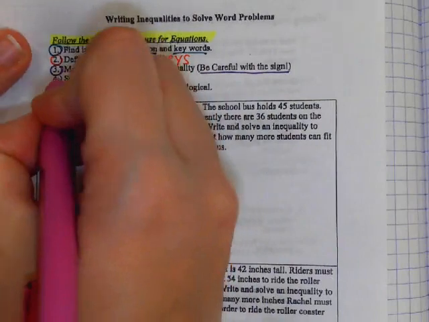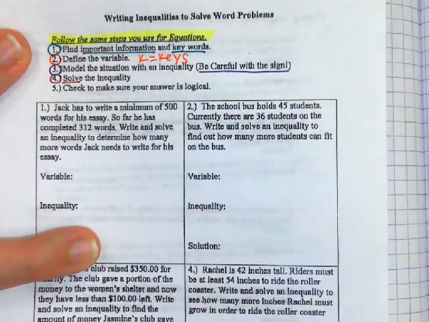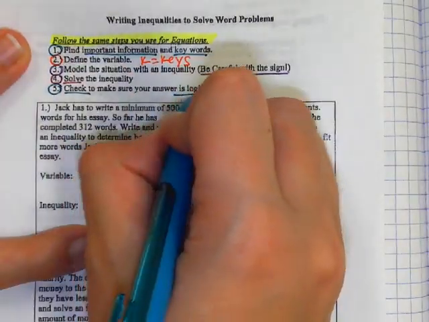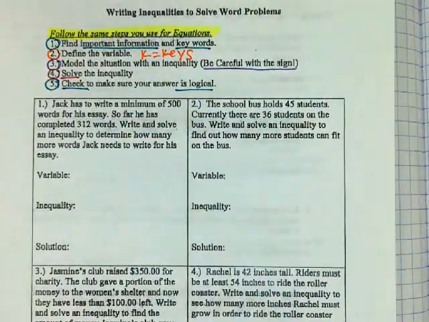Number 4, you're going to solve. And then number 5, you're going to check to make sure that your answer is logical. Does it make sense?